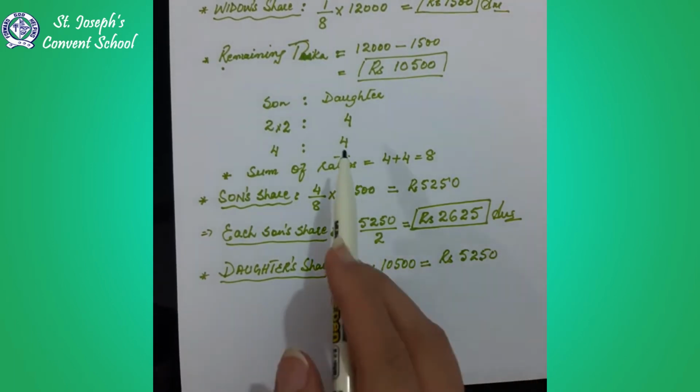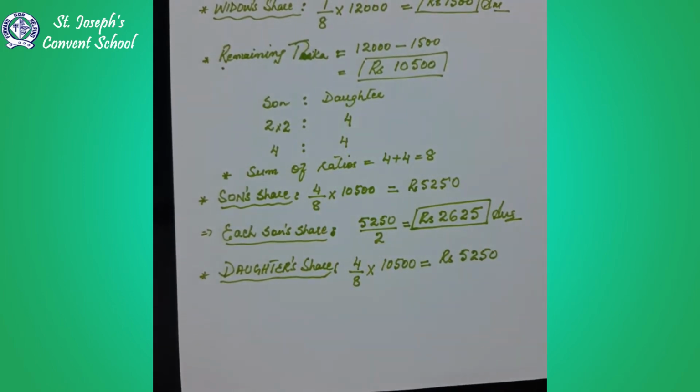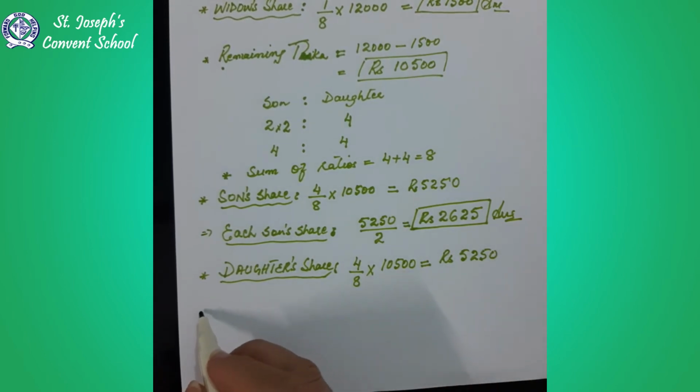Now there are 4 daughters. In the question it is mentioned that there are 4 daughters, so you will distribute this amount between 4 daughters. So divide this amount by 4. So we will write each daughter's share.